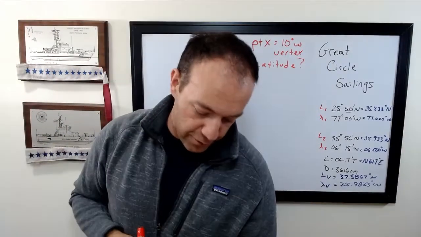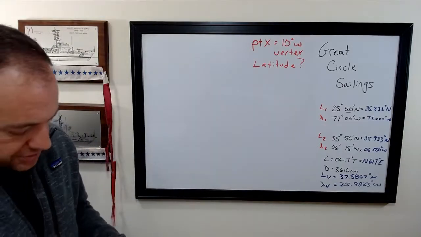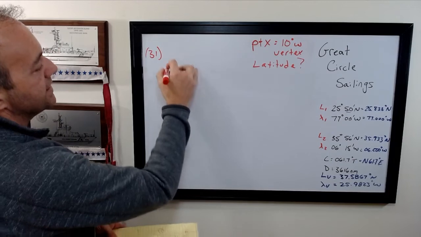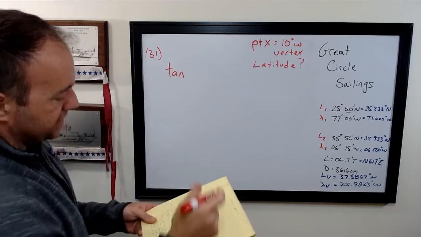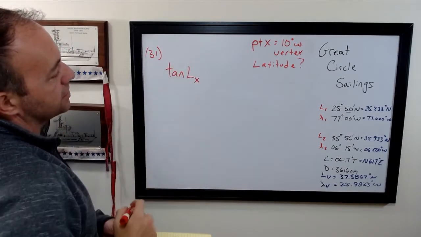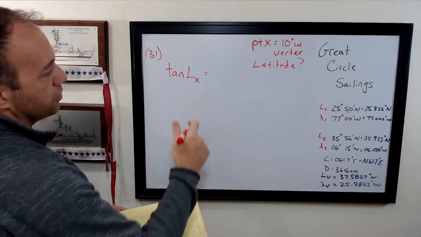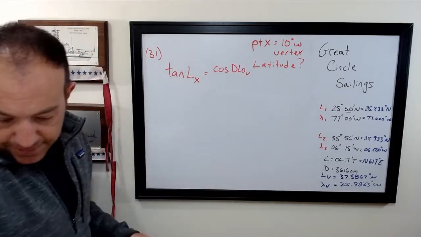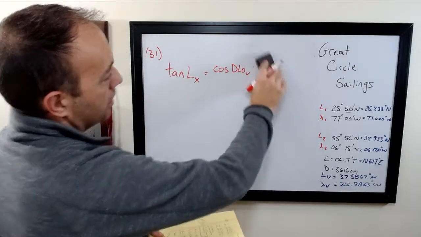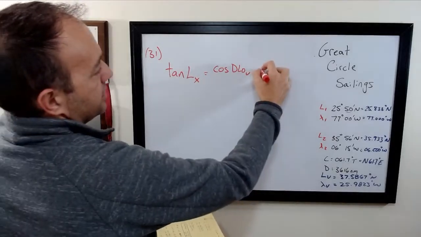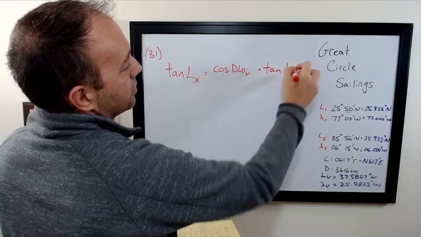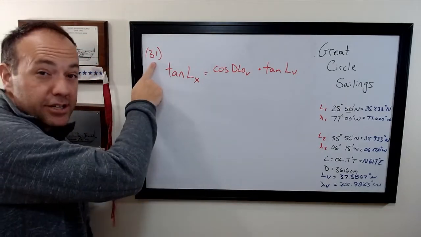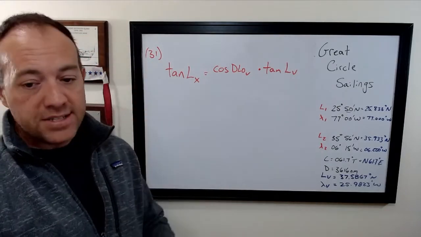There's another formula for that. That's right. This is out of Bowditch, formula 31. And this one says that the tangent of the latitude of any point along the route is equal to the cosine of the difference in longitude from the vertex times the tangent of the latitude of the vertex. Right, so what is this equation saying? And again, you can look it right up in Bowditch, equation 31. You don't need to memorize it at all.